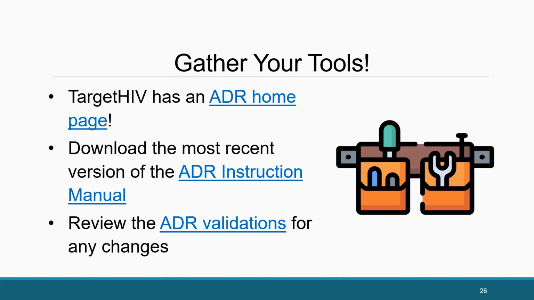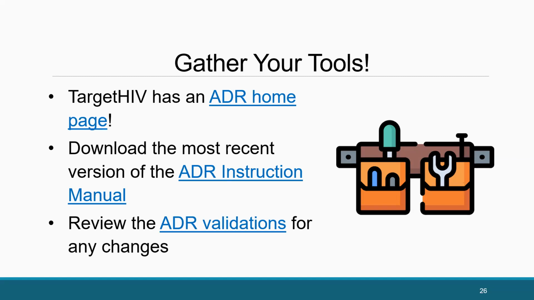Okay, so let's start with gathering your tools. So there are a lot of resources on Target HIV. If you're not familiar with Target HIV, it is the one-stop shop for resources for Ryan White recipients and providers and ADAPs on a range of topics, including data and reporting. And there's actually a page specific to the ADR, which is one of the links that you receive. We suggest folks just go ahead and bookmark that, and that's a great starting point to help you with ADR-related resources.